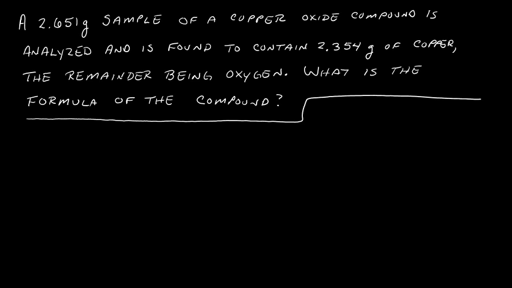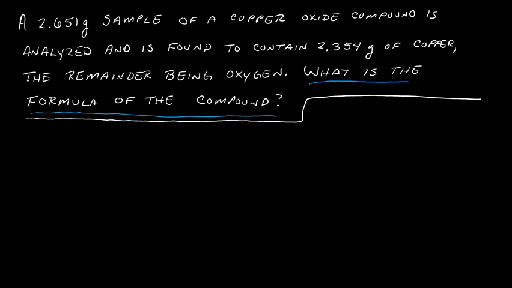All right, so what they're asking for, and they say, what is the formula, right? What they want to know is what is the ratio of the different atoms, right? So we're really asking for either an empirical or molecular formula here. And since this is an ionic compound containing copper and oxygen, ionic compounds are almost always expressed as the empirical formula, the simplest ratio of atoms. So what we need to do is determine the empirical formula for this copper oxide compound.